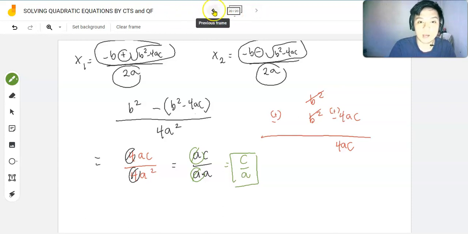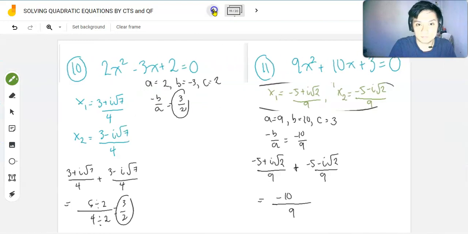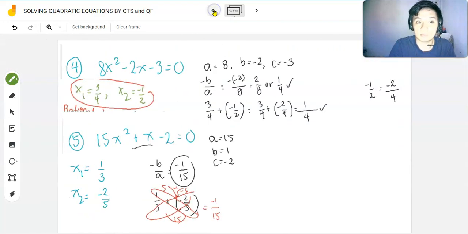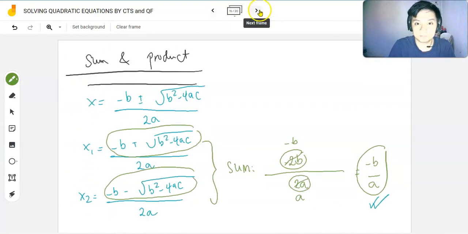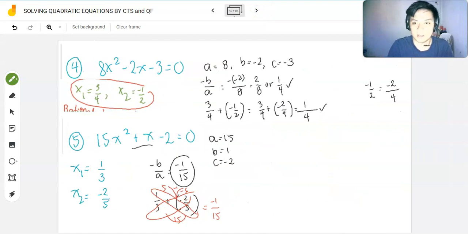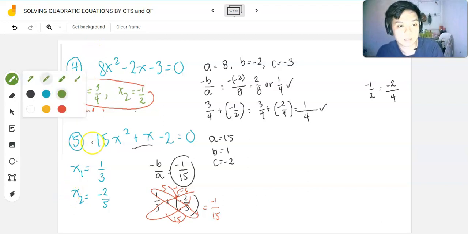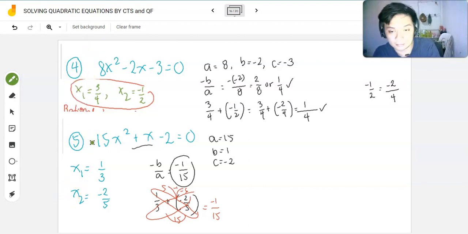And let's go back to the examples we showed kanina to get the sum. This time, let's get the product. So, c over a lang din ha. Kanina b over a, or negative b over a. So, dito tayo sa example 1 and 2 from equations 4 and 5. So, ano ang c sa equation 4? Negative 3. Ano ang a? 8. Ibig sabihin, c over a is negative 3 over 8.